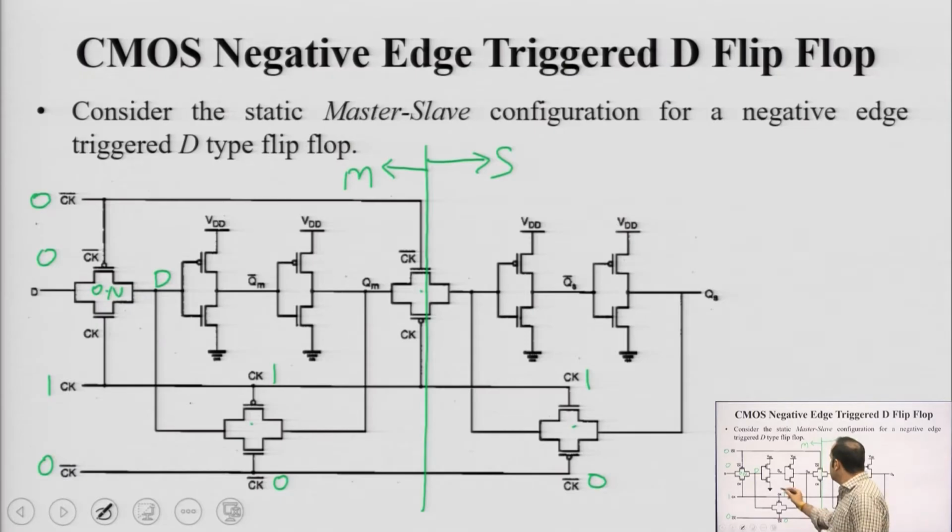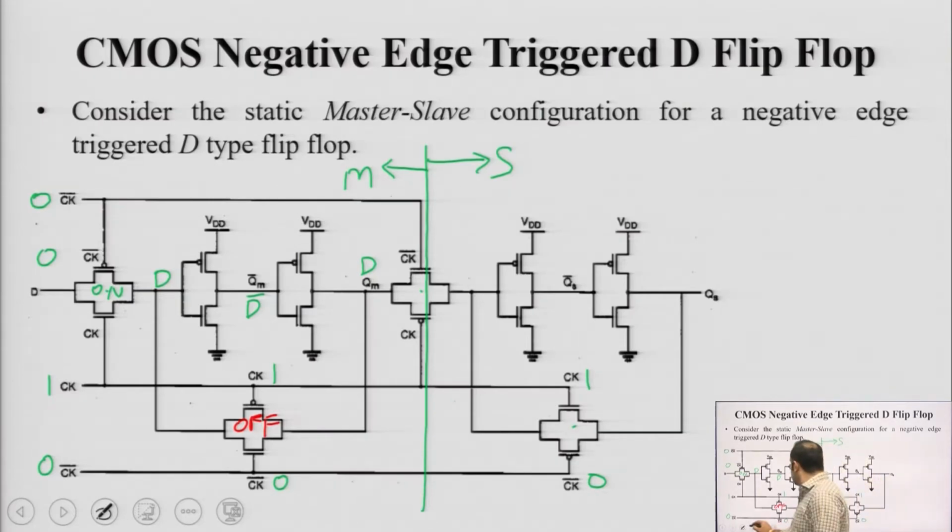This transmission gate right now is off. So, this does not allow D to pass through, but because of this inverter we get D bar here and another inverter we get D here. So, D reaches at this stage when clock is at logic 1.